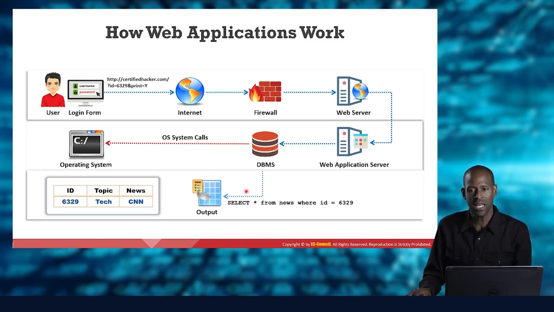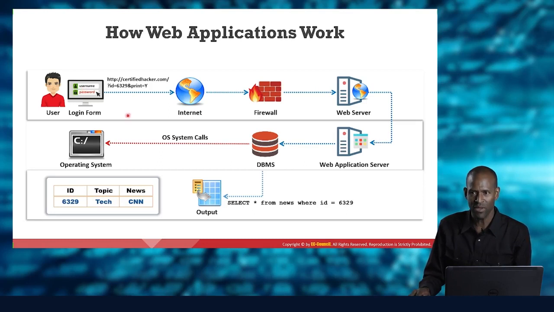The query is select everything, select star, from a table. What's the table called? News. All right, here's the news table where ID equals 6329. All right, here's the ID. What do I find there? I find tech and CNN. All right, let's feed that information back. There you go, web application server. This is what I found for ID 6329. All right, web application server, let's create a page to send to the user and squirt that page over to the user through the firewall all the way around the routers of the internet, little BGP action there, and boom, the page gets downloaded.